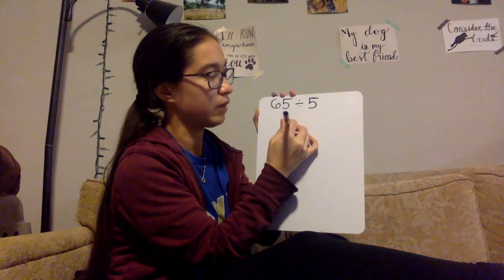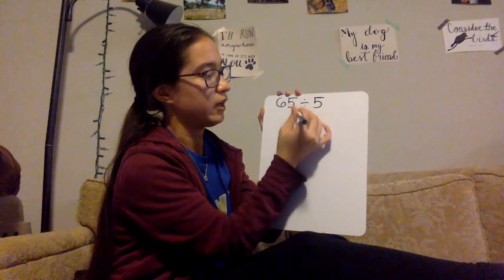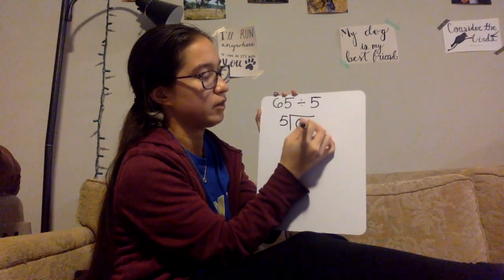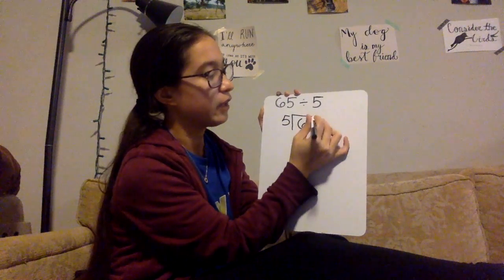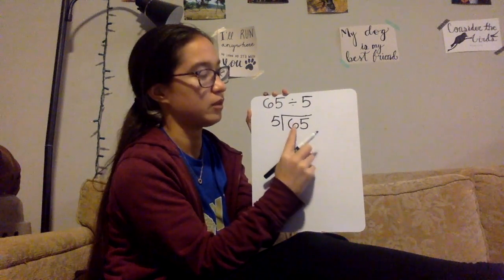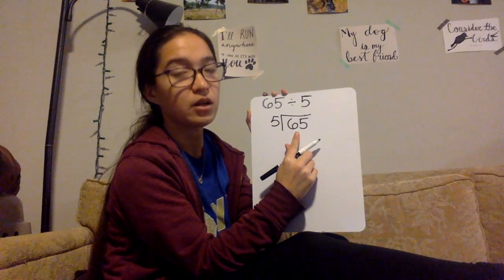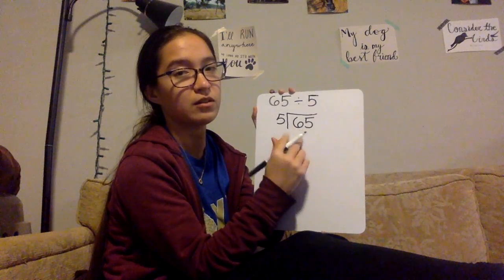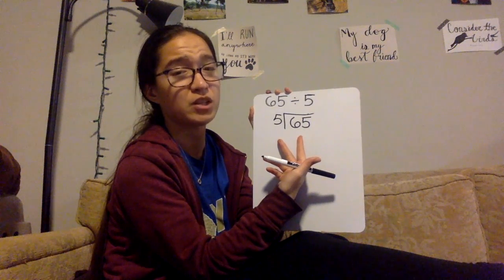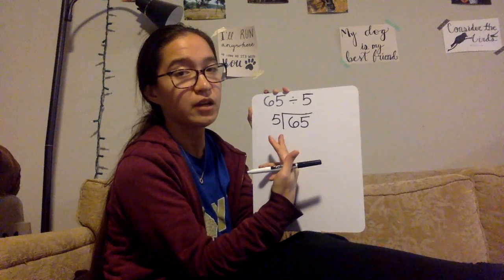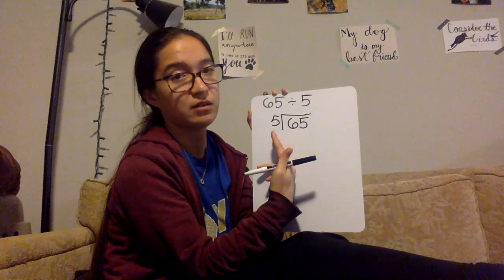Instead, I'm going to use my long division sign, and I'm going to write the 5 on the outside and the 65 on the inside. In 3rd grade, you will only ever see the big number on the inside. When you get into the upper grades in middle school, you'll see this flipped. But for now, a good way to check your work is knowing that your big number is going to be on the inside and your little number is going to be on the outside.